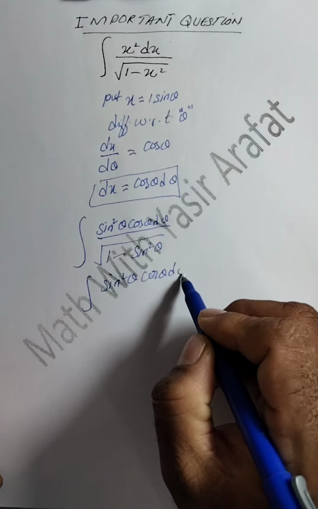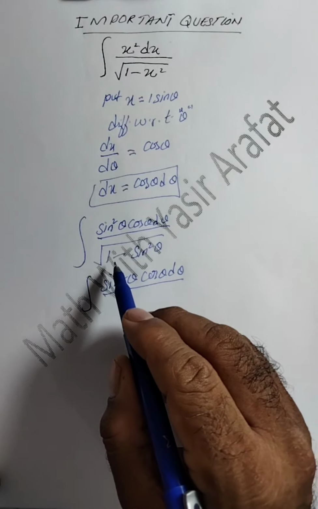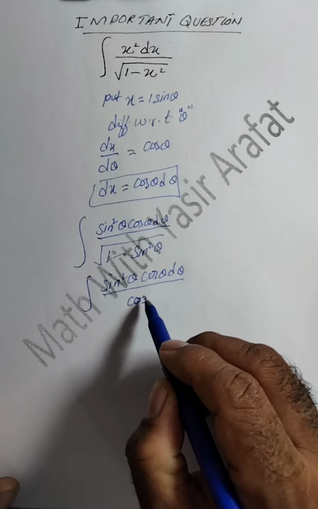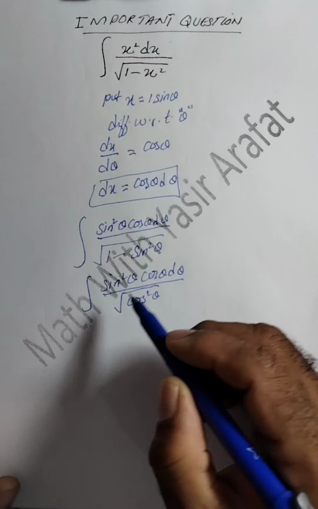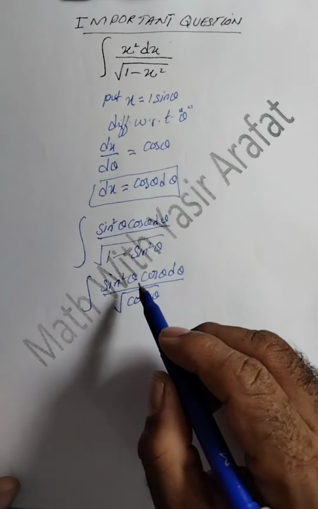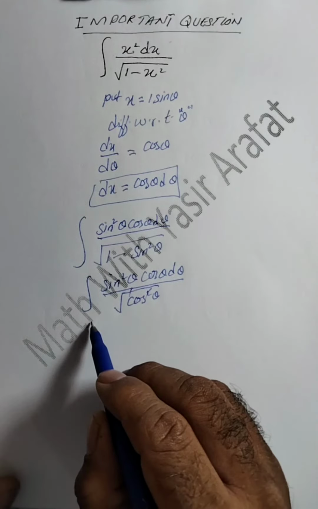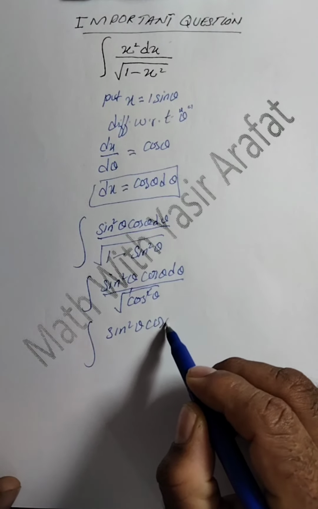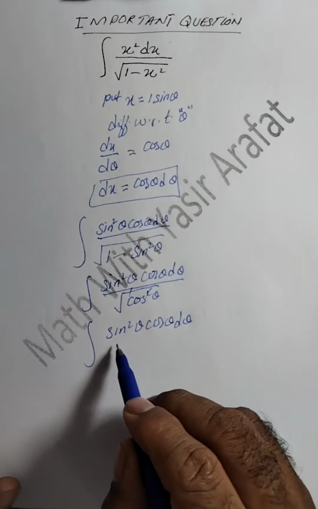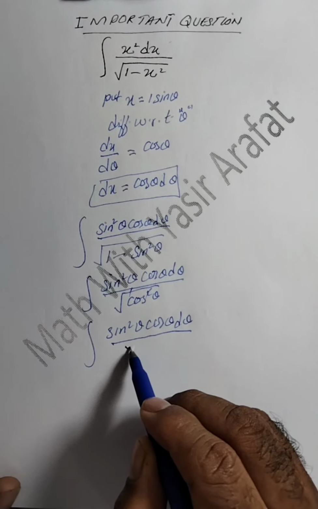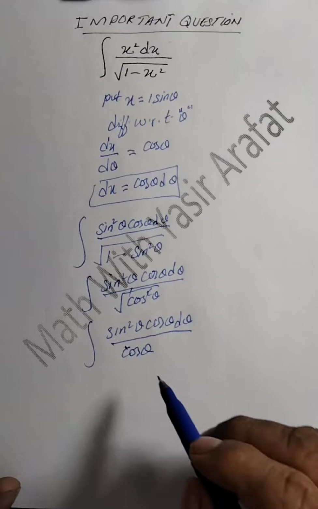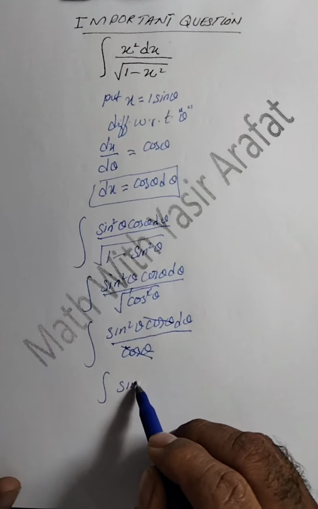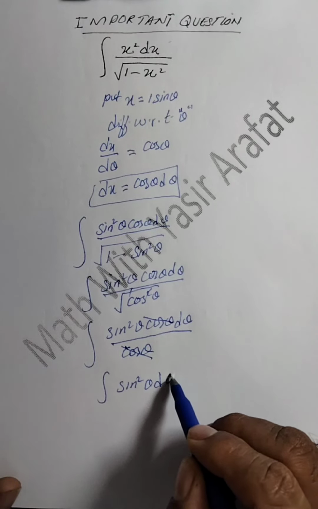In the radical we have 1 minus sine square theta, which equals cos square theta. So the radical will cancel out the square. So this is sine square theta cos theta d theta whole divided by cos theta. So this cos theta will cancel out cos theta. So here this is sine square theta d theta.